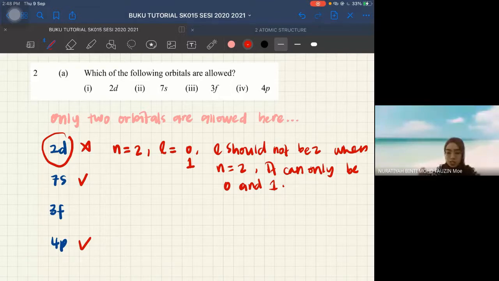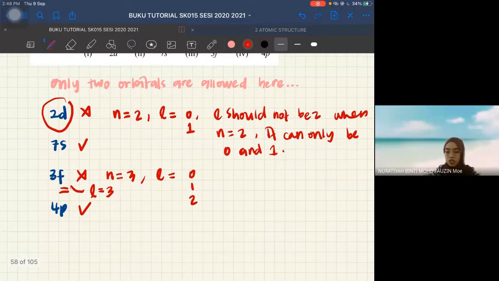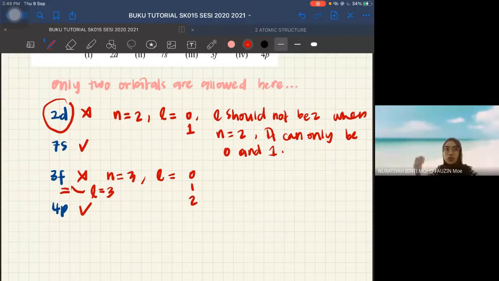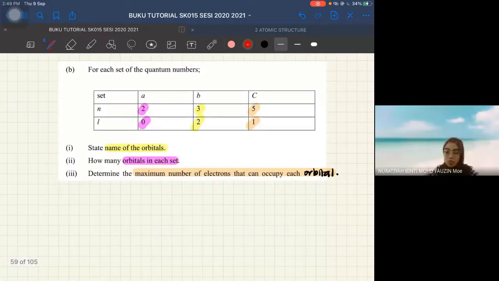So 3F is also not allowed because when n is equal to 3, your L can only equal 0, 1 and 2. So for F, L equals how much? 3. So L cannot equal 3, it should be 0, 1 and 2 when n is equal to 3. Okay? So 4p is allowed, right? Because if you write it out, the possible values for n equals to 4, you will find that you can have L equals 1.